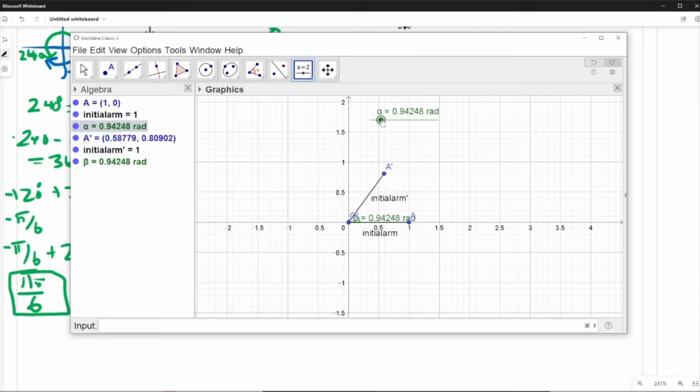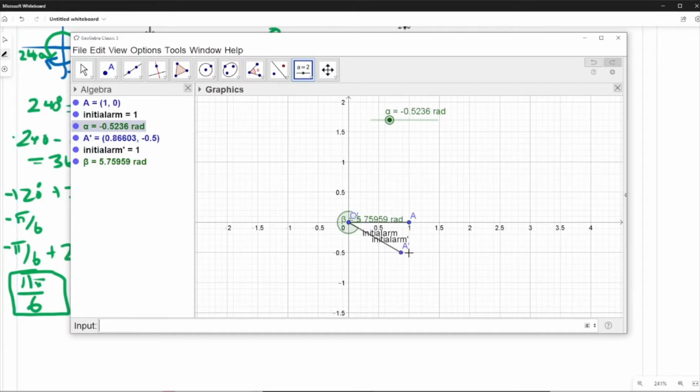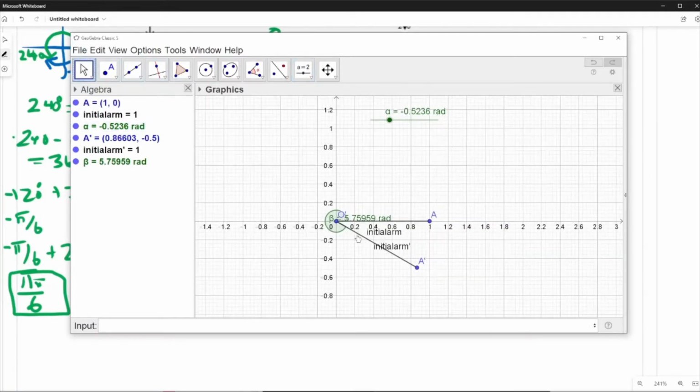Now we can move this, and do so. Okay, so let's imagine we had to draw what I just said. So alpha equals negative pi over 6. Now what does GeoGebra measure here? You notice it does not measure a negative angle. It just gives you a positive angle.